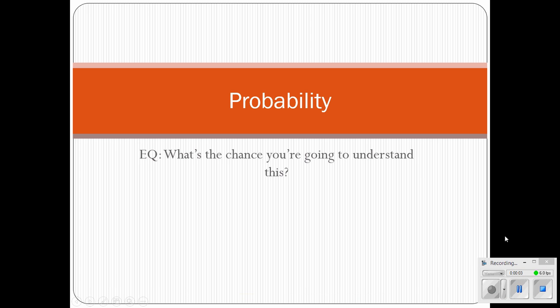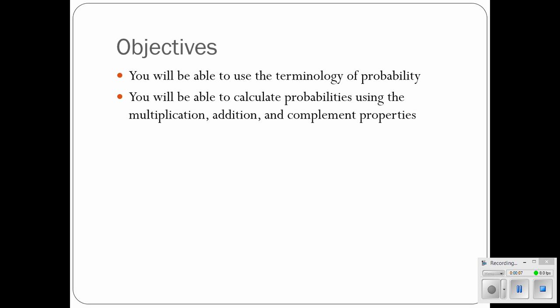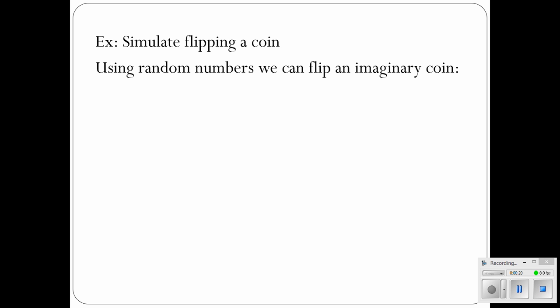So this recording is going to go through the basics of probability. The objective here is you're going to be able to use some of the basic terminology associated with probability, and you're going to be able to calculate probabilities using some of the basic properties: the multiplication, addition, and complement properties of probability. So we're going to start here.